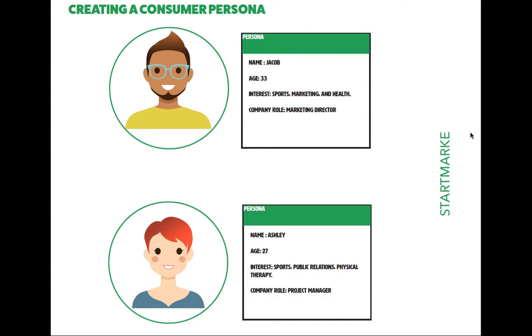We made up a name, Jacob, right? The age 33, in terms of demographic research. Jacob's interest is sports, marketing, and health. His role at his company is marketing director. Let's take a look at Ashley. She's 27. Her interest lies in sports, public relations, and physical therapy. Her company role is a project manager.